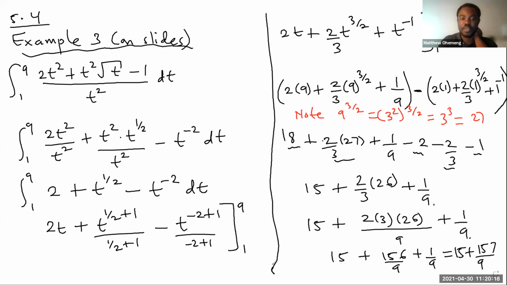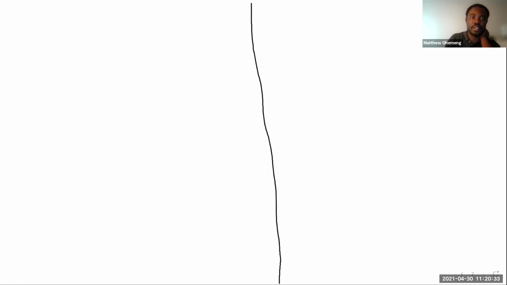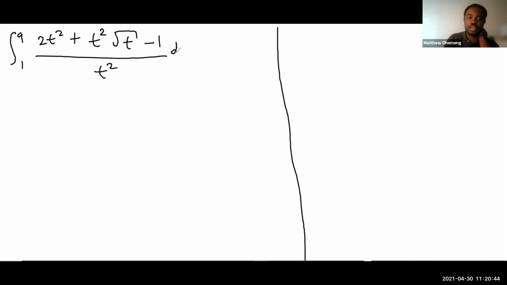So everything simplifies to, well, for this calculation, when you get here, you can do whatever works for you to get your result, right? Or to simplify your answer. So in the long run, we have this integral from 1 to 9 of 2t squared plus t squared square root of t minus 1 over t squared dt.